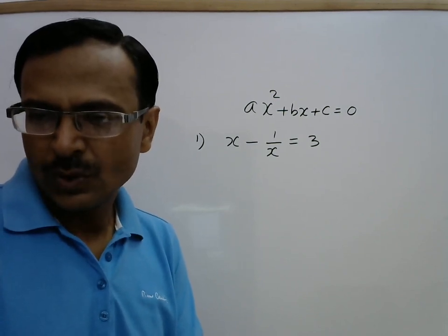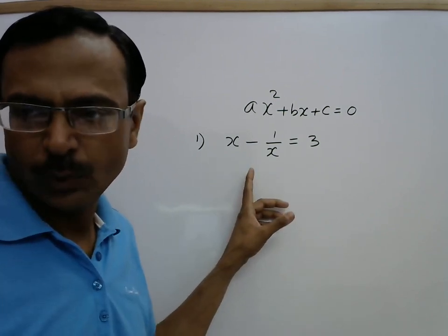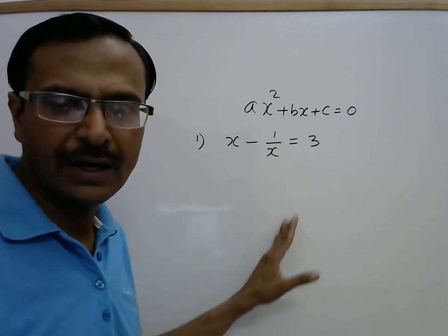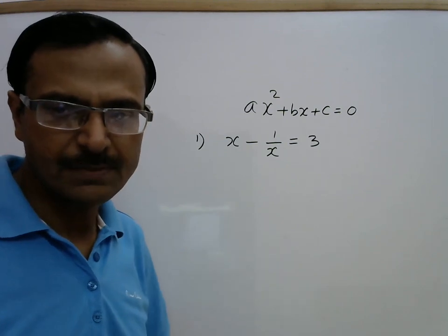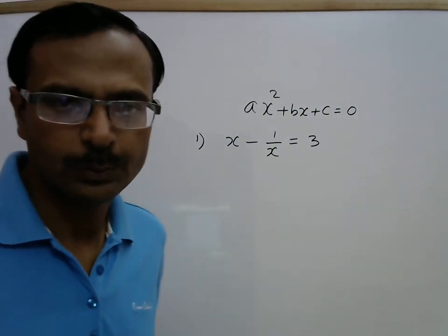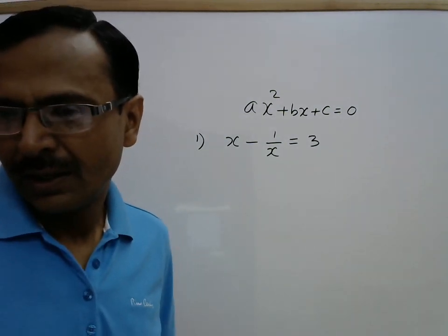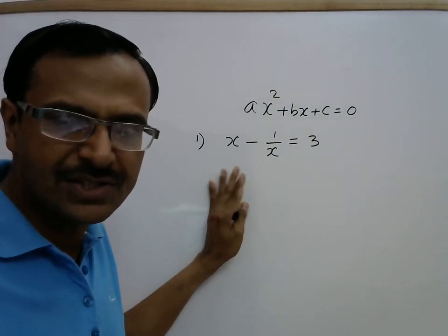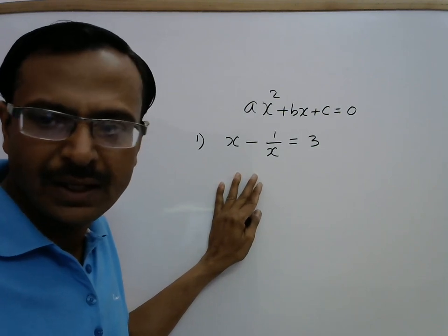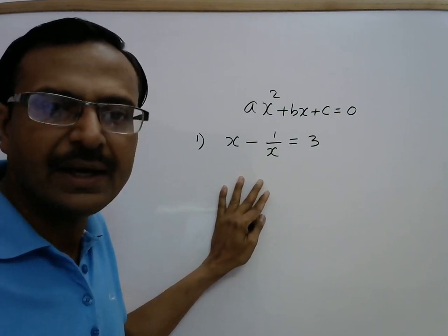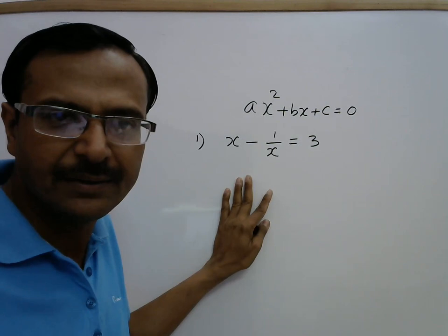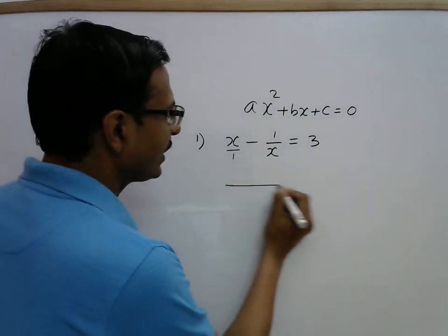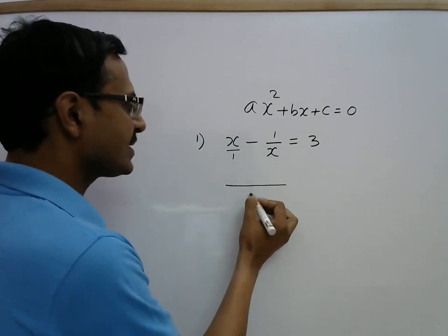Okay. So I'll solve this question on the board with all the steps, and kindly follow the steps because subsequent questions have to be solved by you. Now, the first step in solving such an equation is to take the LCM on the left hand side. Now see, this x is actually x upon 1. So if you take the LCM, 1 into x is x.